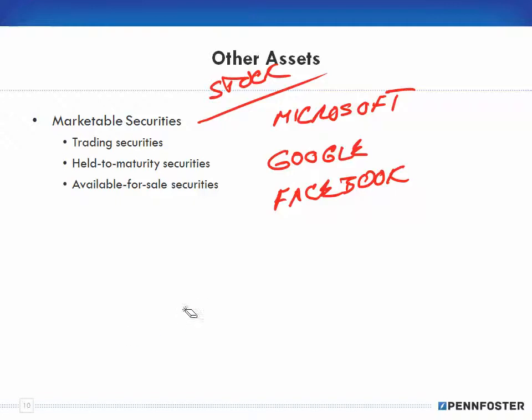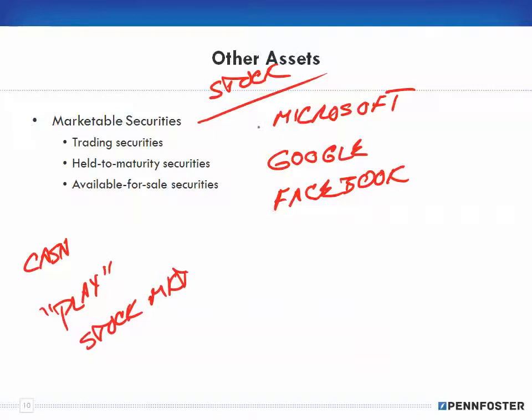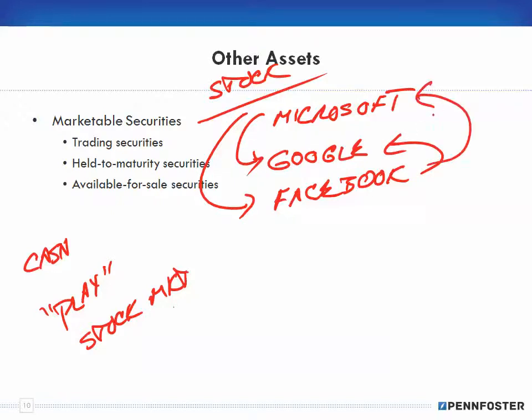Now, because those shares are on the secondary market to be traded, other companies might have excess cash and they could, quote unquote, play the stock market. So they're able to buy and sell shares of other companies. Microsoft can buy Google stock. Microsoft can buy Facebook stock. Facebook can buy Google. Facebook can buy Microsoft. And when they do, they're called marketable securities.